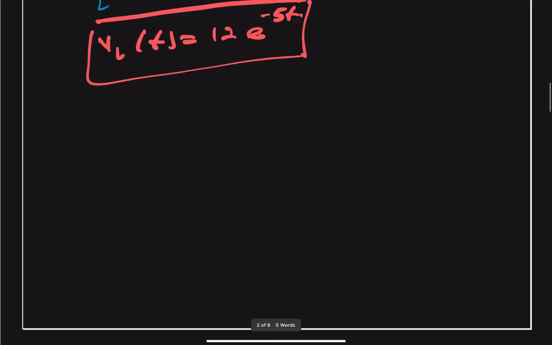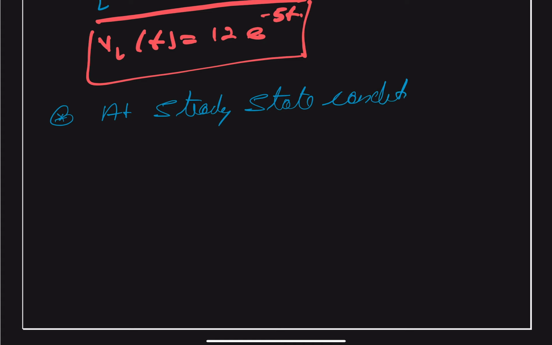Now we come to the second part. In the second part, we have to find the current through R1 when the switch is opened in steady state. Now it is at steady state condition.